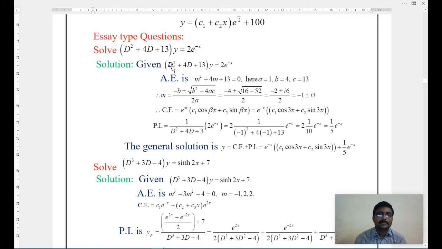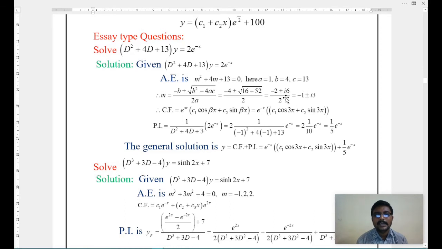So that is m² + 4m + 13 equated to 0, and we solve this equation to get the roots. For this we use the formula (-b ± √(b² - 4ac))/2a, comparing the equation in m with am² + bm + c = 0. Here a is 1, b is 4, and c is 13. Replacing these values, we get two imaginary roots, those are -1 ± 3i. These two roots are imaginary roots of the form α ± iβ. So here α is -1 and β is 3.